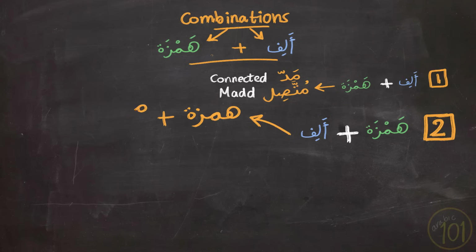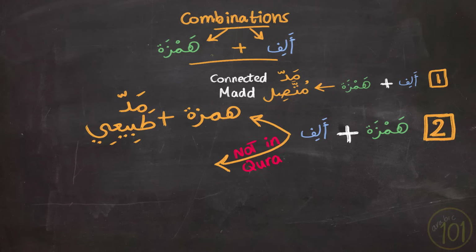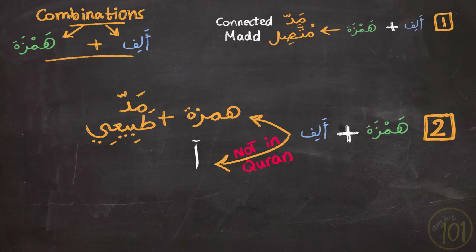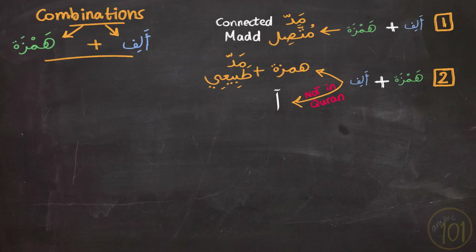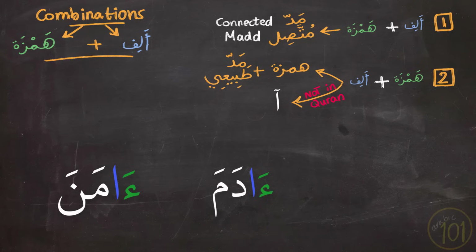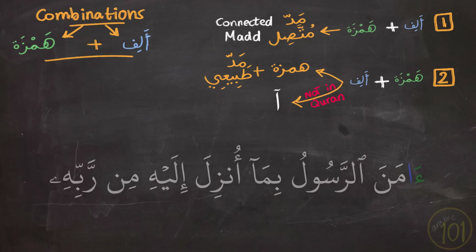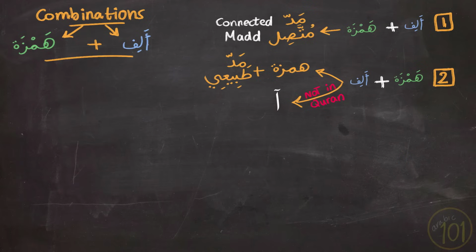There's also another combination in which Hamza comes first and after it comes an Alif. And the result is that we will have a Hamza followed by a natural med. But if this combination happened outside the Quranic script, it is going to look like that. However, in the Quran, we do not use this sign for this combination, which we see in many instances in the Quran in words like آمن, آدم, آخر. Like in this example. آمن الرسول بما أنزل إليه من ربه. So a Hamza and then after it a natural med of two harakat.